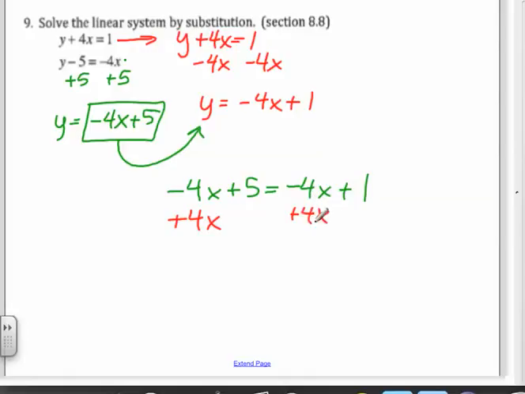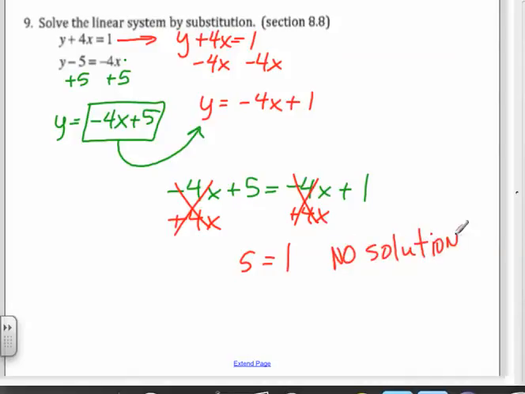But something strange happens. These 2 cancel, and I get 5 is equal to, but these 2 cancel also. 5 is equal to 1. When is that true, Dane? When does 5 equal 1? Now think about it. Wait a minute. When does $5 equal $1? Never. So what's the answer to this? What's the answer, Miles? They're parallel. They're parallel. They have no solutions.